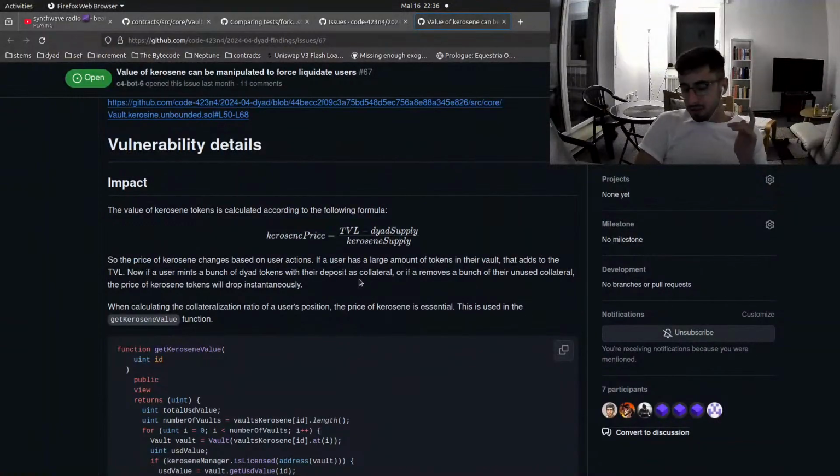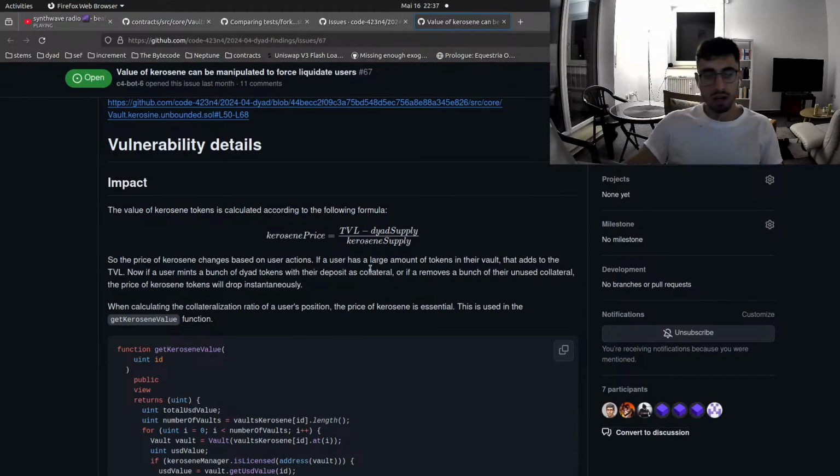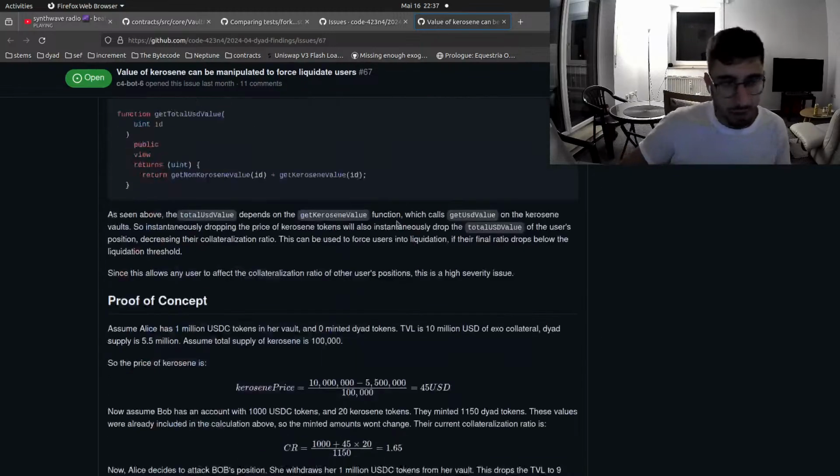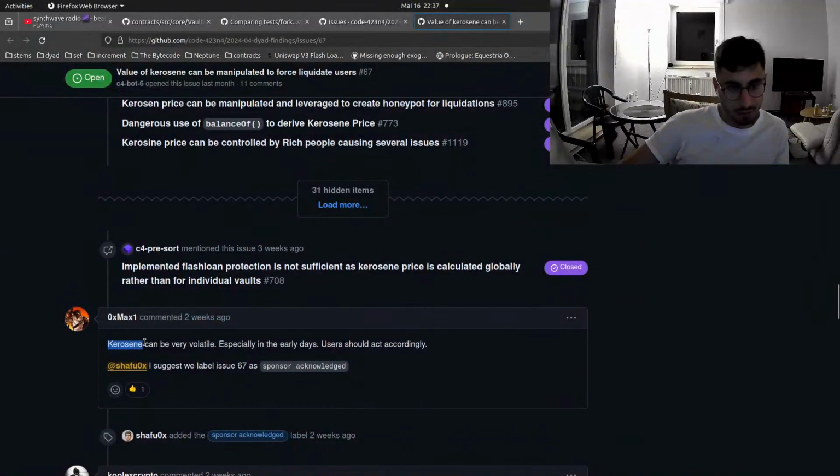Yeah, I think this is just the risk of the mechanism design that we have with kerosene, I guess. And yeah, it's a good comment to sum it up by Max. Kerosene can be very volatile, especially in early days. I agree. Okay.